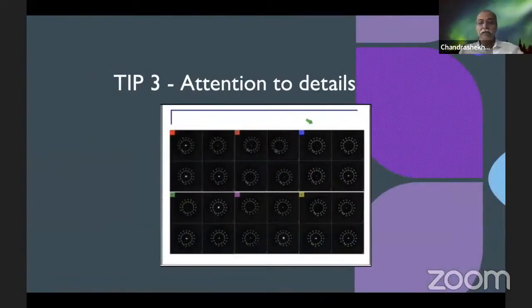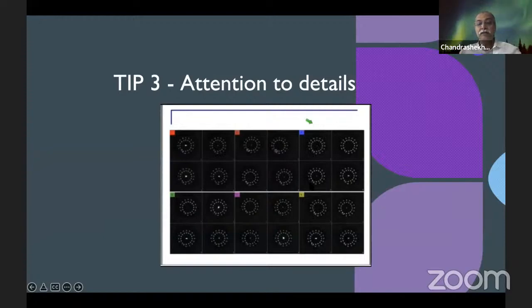Then tip number 3 is paying attention to the details. Many times we take the K readings from the machine, but do not look at the readings. Now, if you see over here in this particular patient, I hope you can see the cursor. There are 2 dots which are missing in many of these images.